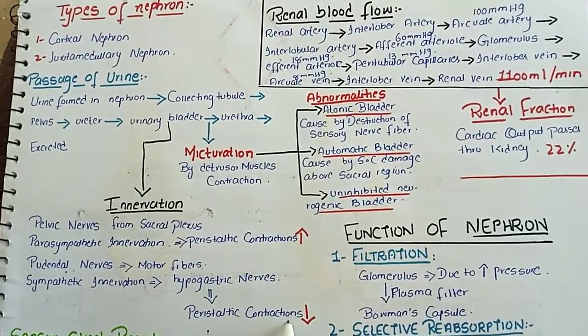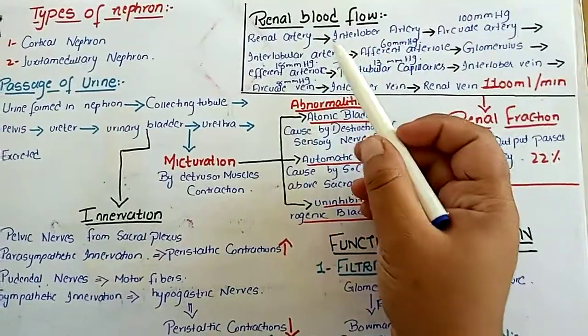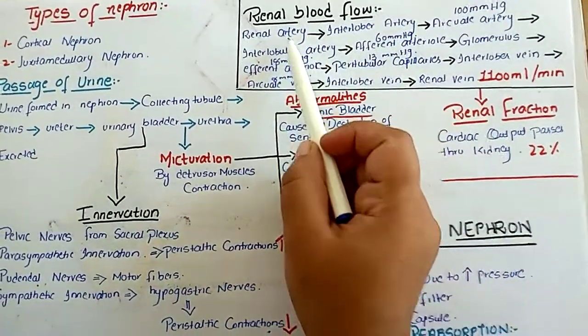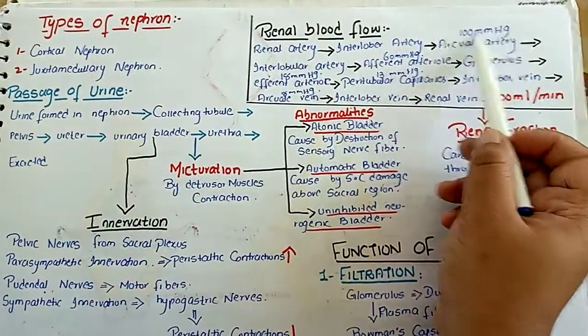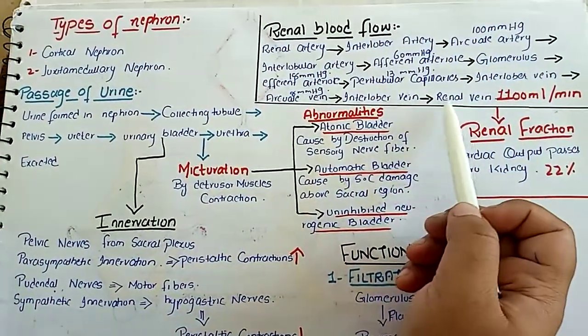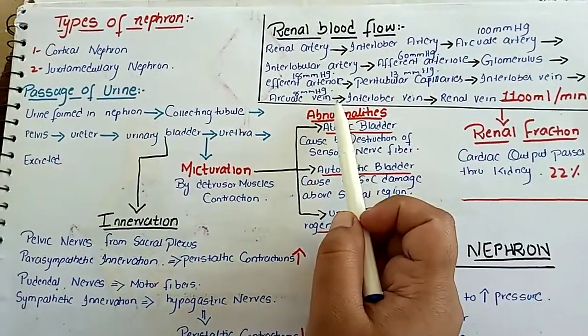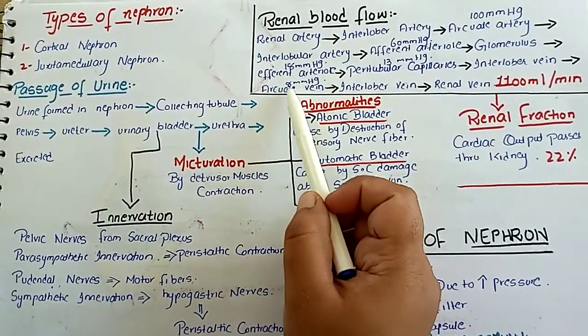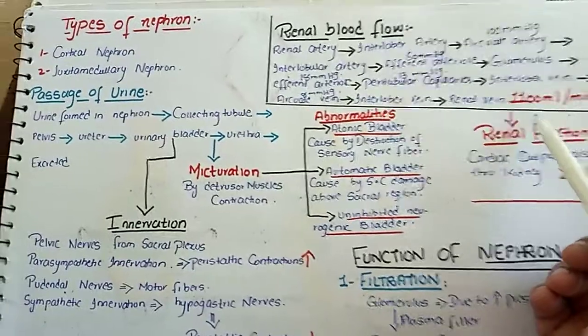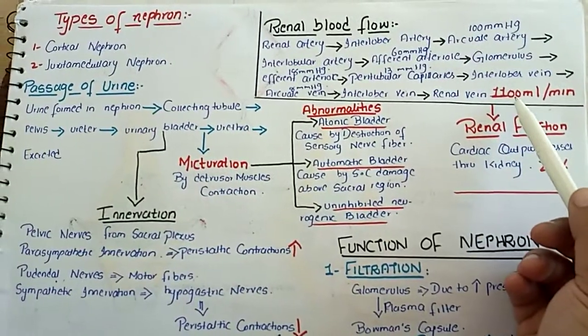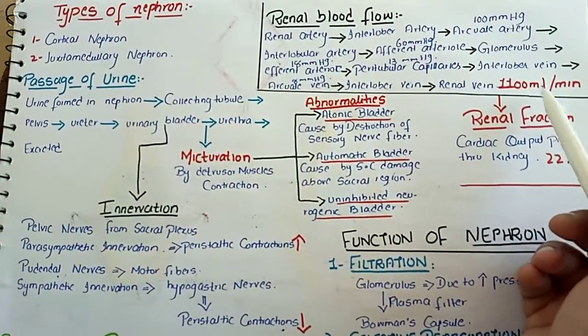the bladder. Now I will explain the renal blood flow, which always starts from the renal artery, where the pressure is very high, 100 mmHg, and ends at the renal vein, where the pressure is very low, 8 mmHg. And the normal rate of renal blood flow is 1100 ml per minute.